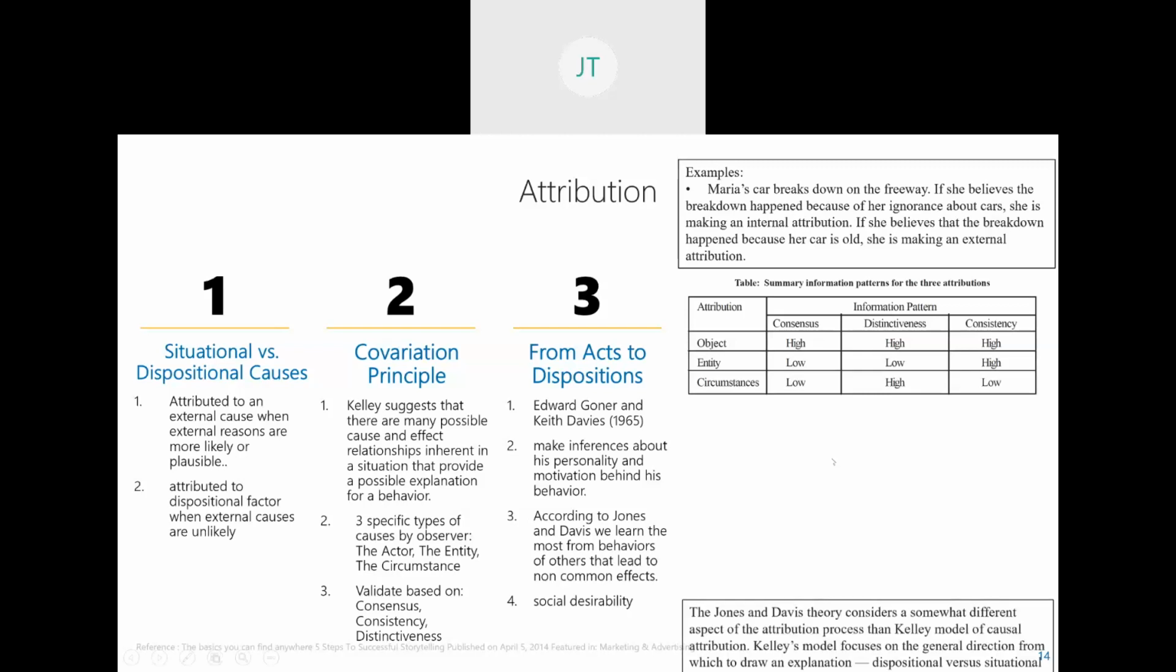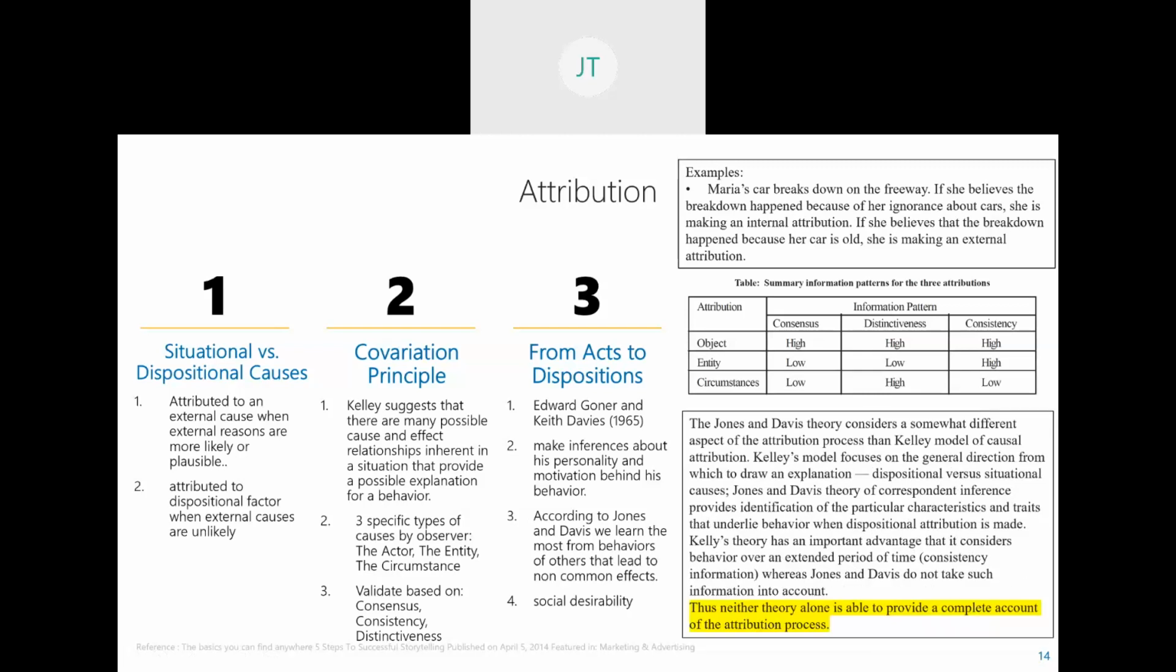Then going ahead, here is where we have the difference between the Jones and Davis theory versus Kelley's covariation principle that we looked at, right? And neither of them can completely support on its own. The Jones and Davis theory considers a somewhat different aspect from Kelley's causal attribution that we saw. Kelley's model focuses on the general direction of drawing the explanations. We see these three things based on the information pattern, and we attribute to one or the other based on where the attribution seems to be high. That is what Kelley sees in general.